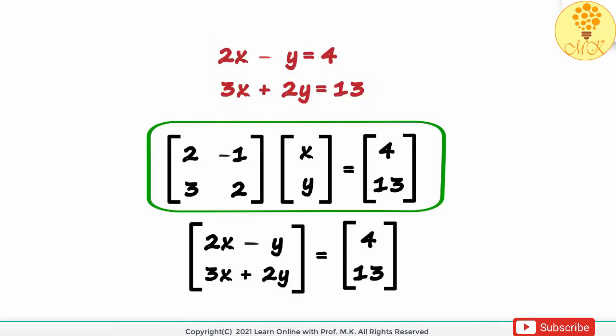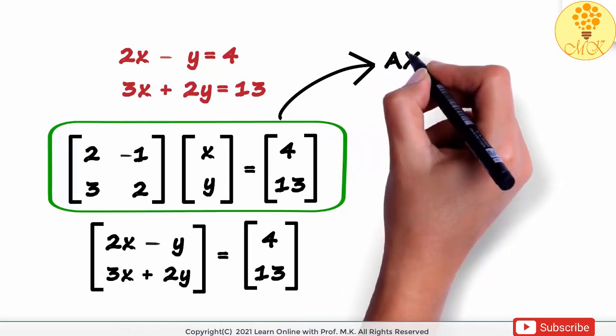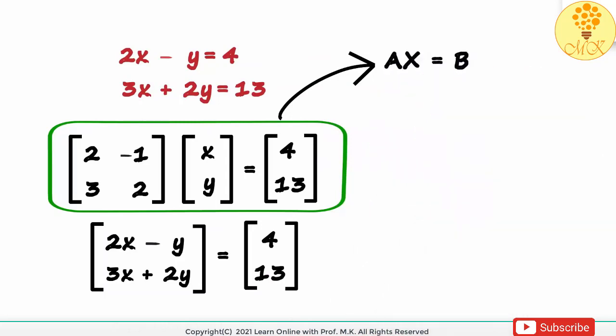But let's come back to the important point. How does writing it in matrix form help us solve the equations? Let's see that on the right hand side. This can be written as A times X is equal to B. We have called this one matrix A and this matrix X and this matrix B. A times X is equal to B. What we're interested in is matrix X. That will give us the values of variables x and y.